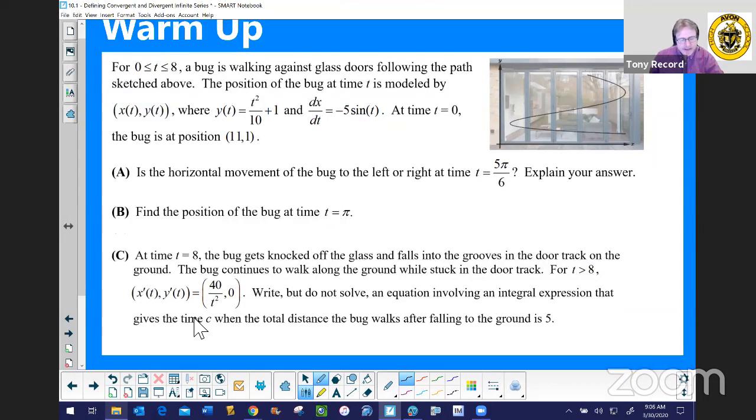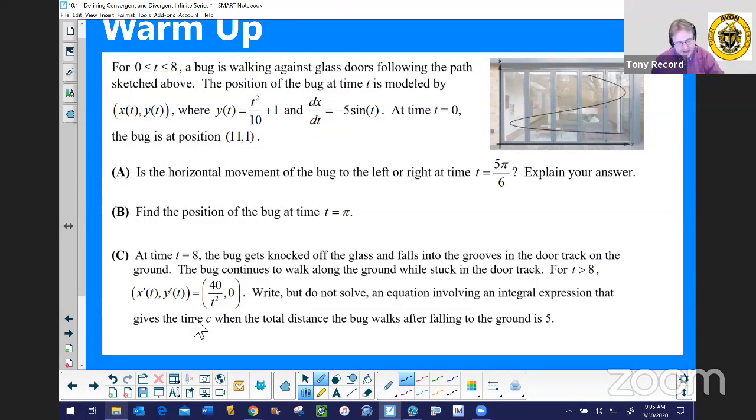The first thing is the horizontal movement of the bug to the left or the right at time 5 pi over 6, and explain your answer. And in part B, find the position of the bug at time t equals pi. And then finally, at time t equals 8, the bug gets knocked off the glass and falls into the door track on the ground.